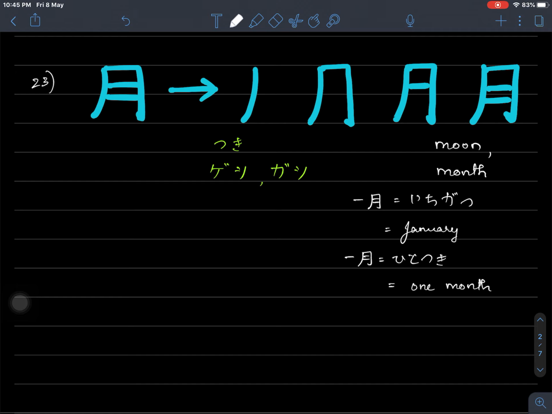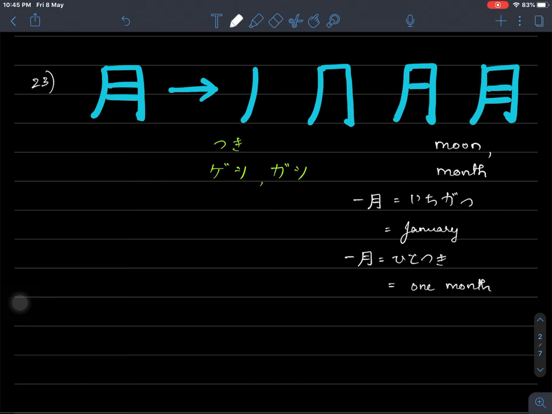So this is very similar to reading this kanji as ichinichi, in which case it means 1 day, or if you read it as tsuitachi, it means the first day of a month. So very similar here, depending on the reading, it can be January or it can be 1 month. Both readings, ichigatsu and hitotsuki, are valid, and depending on context, the meaning will also change.